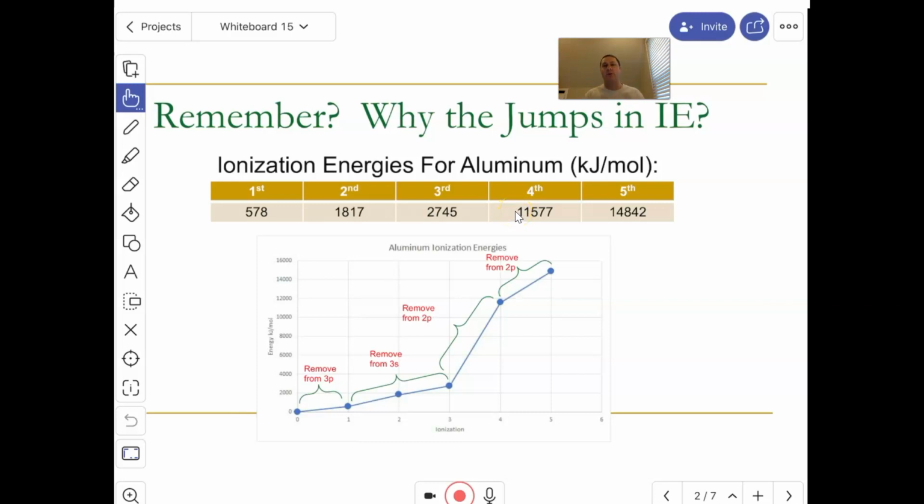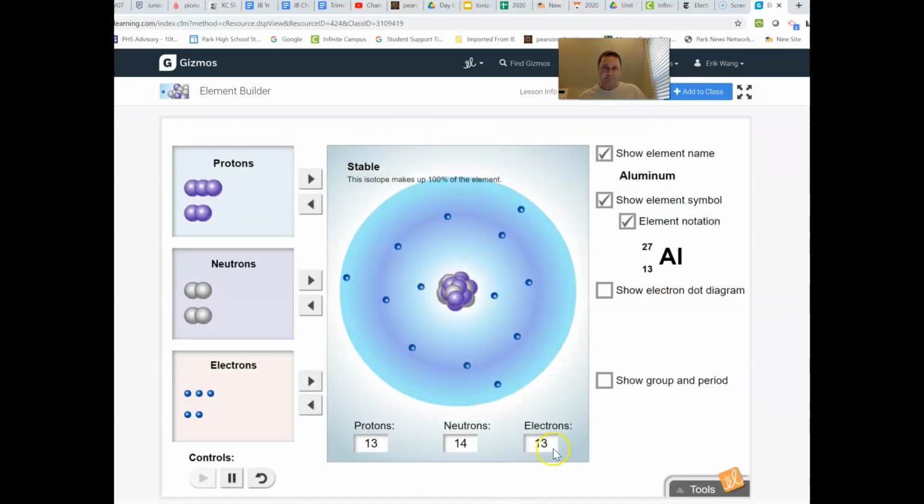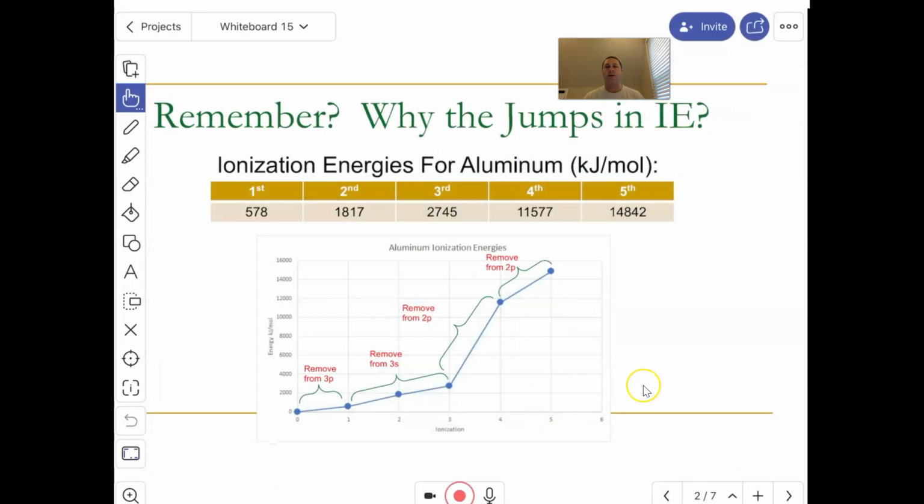That's closer in. Coulomb's law: when things are closer and they're attracted, it's harder to rip them apart. So after I remove the first one, I took from the outer ring. I removed the second one from the outer ring. I removed the third one from the outer ring. And those were just kind of normal. Why did I see a big jump? Because when I removed the 4th one, now it's got to come out of this second ring. And that's kind of what we use to explain that.